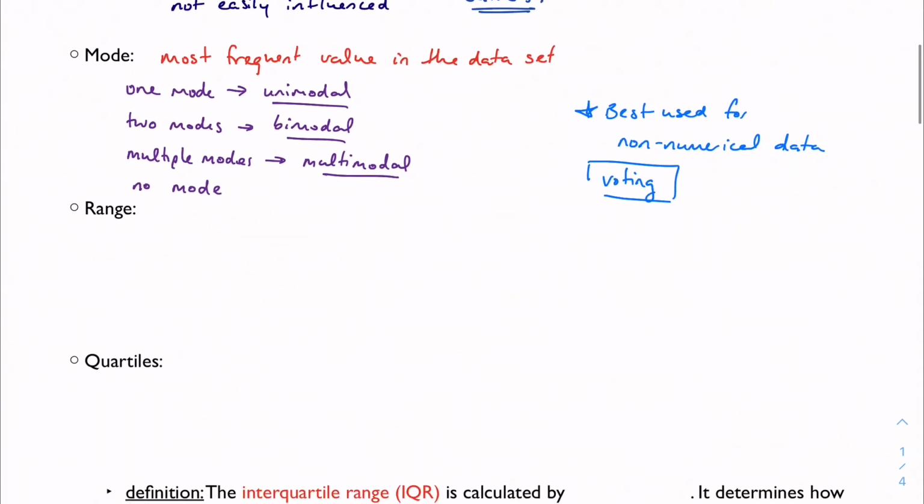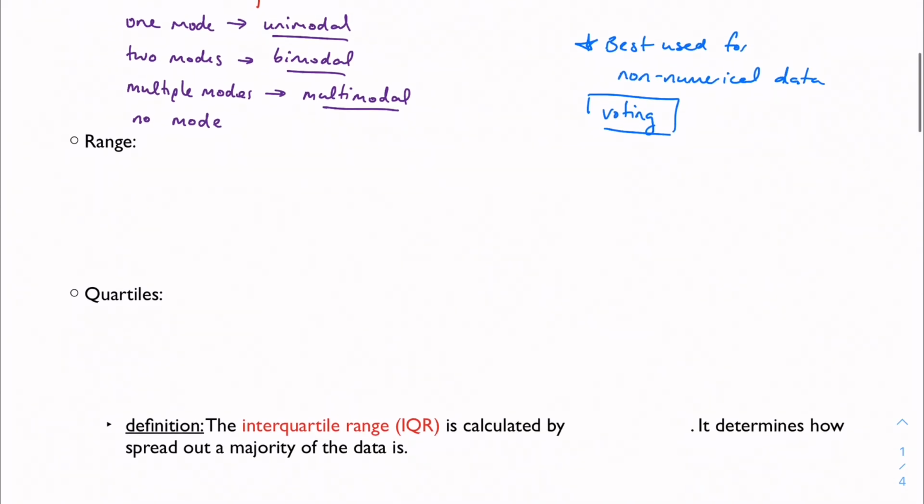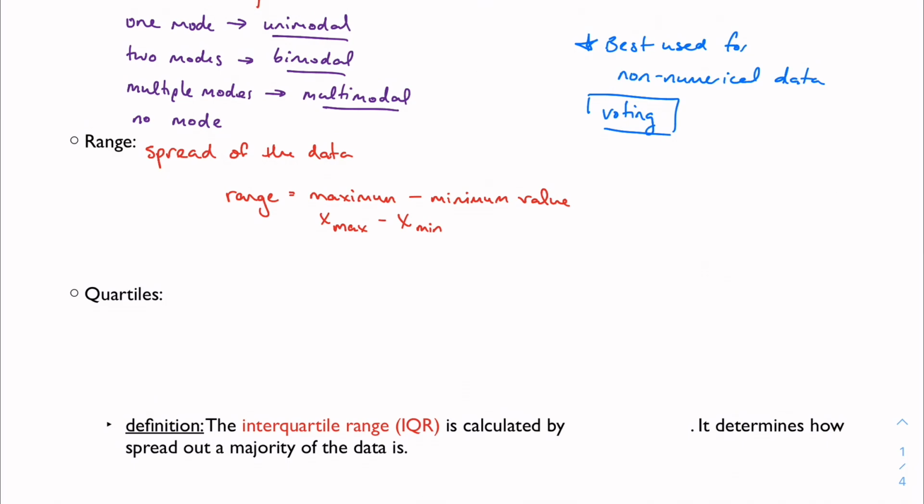These last two pieces of information here are not measures of central tendency. We're going to talk about what they are more in the next section, but they're still important, and I still want to start covering them now. So the range represents the spread of the data. Very simply, the range is just the maximum value minus the minimum value. Sometimes you might see it written as x max minus x min. That's all you need to know about the range.